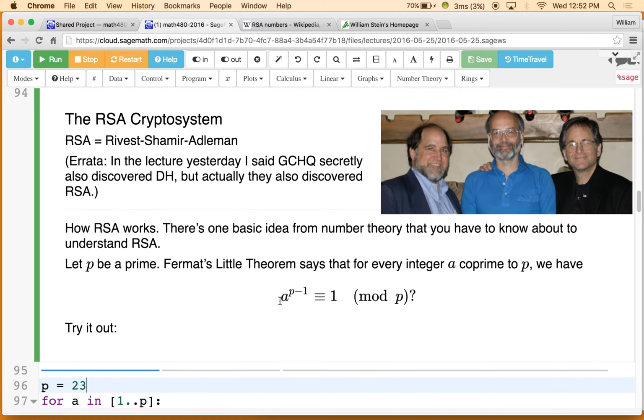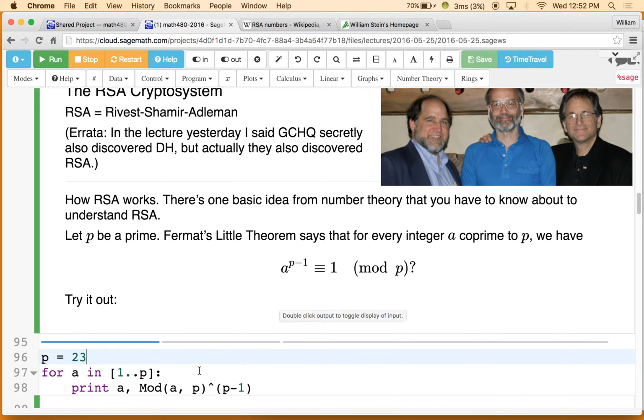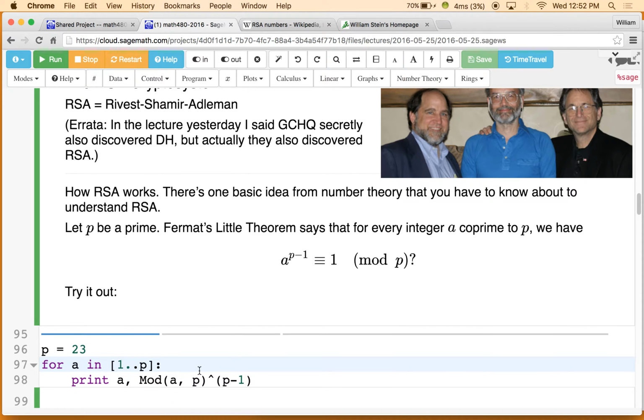So the first observation is something called Fermat's little theorem, which is something you prove in an algebra course or a basic number theory course, maybe one of the first things. It says that if you take a prime number p and any number a coprime to p, then a to the p minus 1 is congruent to 1 modulo p.